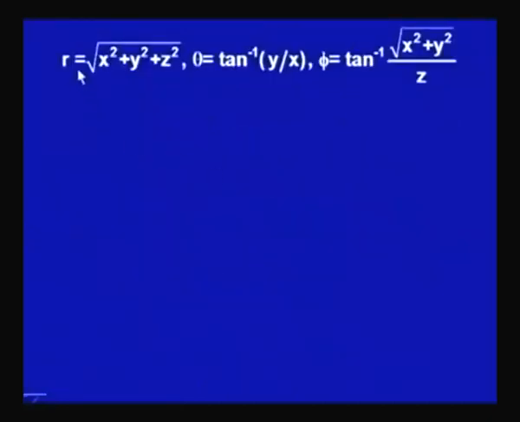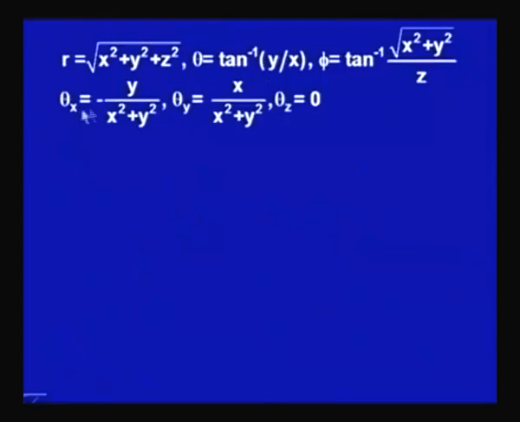Now, since this r is this one, let us come to the derivative of theta with respect to x, y and z. Now, we see that theta is a function of y and x only. So, its derivative with respect to z would be 0. So, theta x, that is the derivative of theta with respect to x, as in the previous one we had obtained.